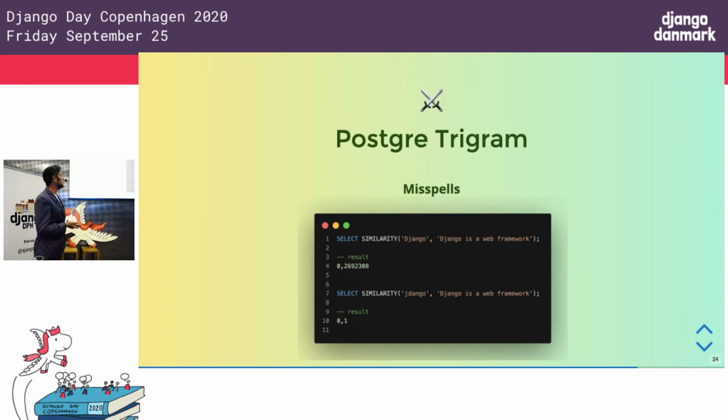If you misspell Django, in this case, and you write JDango, inverting the first 2 characters, you will still have a result. You will still have some similarity. It's going to be less, of course, than if you spell it right, but it's still going to give you a match. This works particularly well when you're looking for long sentences, and you just misspell something.